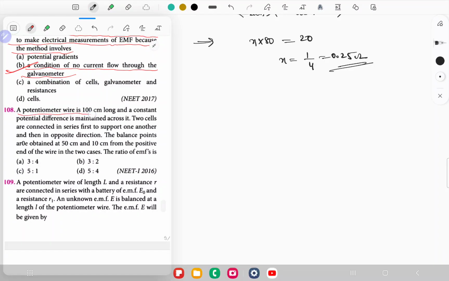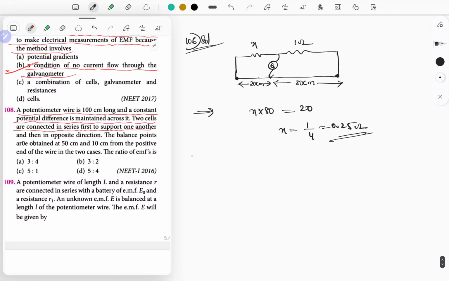A potentiometer wire is 100 centimeter long and a constant potential difference is maintained across it. Two cells are connected in series, first to support each other. Okay, so this question is based on comparison of EMF of cells. We have three purposes of the potentiometer. So let me write down the data.